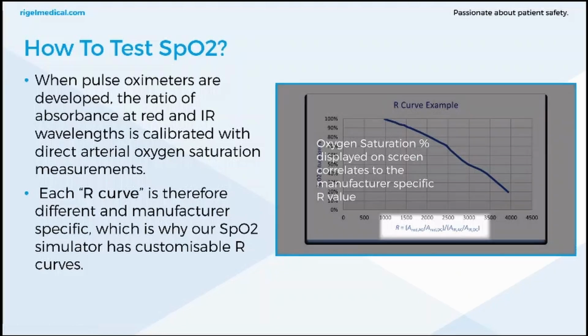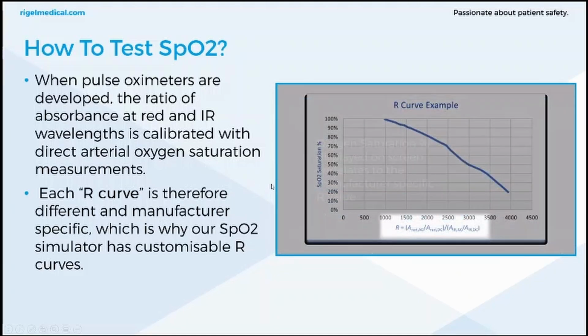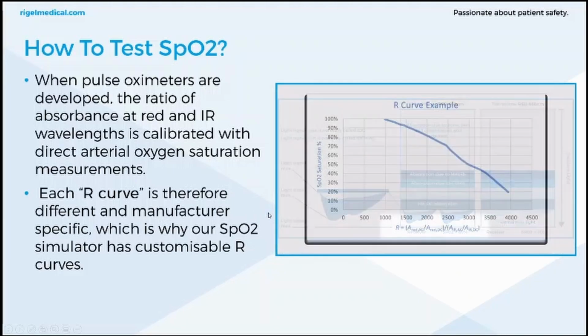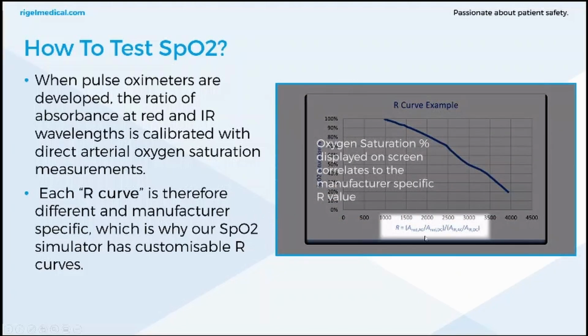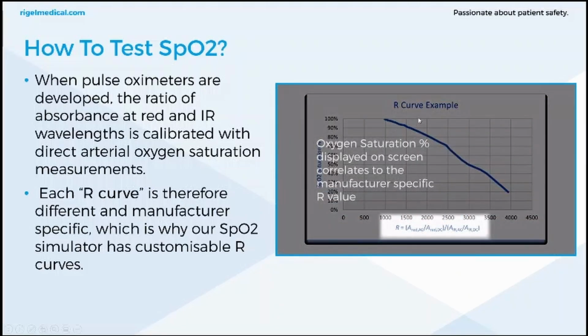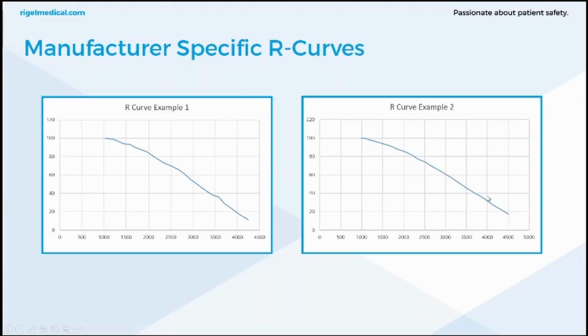So when pulse oximeters are developed, the ratio of absorption at red and infrared wavelengths is calibrated with direct arterial oxygen saturation measurements. So it's a very accurate form of measurement. Each R curve is therefore different and manufacturer specific, which is why our SpO2 simulator has customizable R curves. So these are your R values, which are from the ratio of ratios, and at different wavelengths you've got slight variations in data, and that's highlighted in this screen.